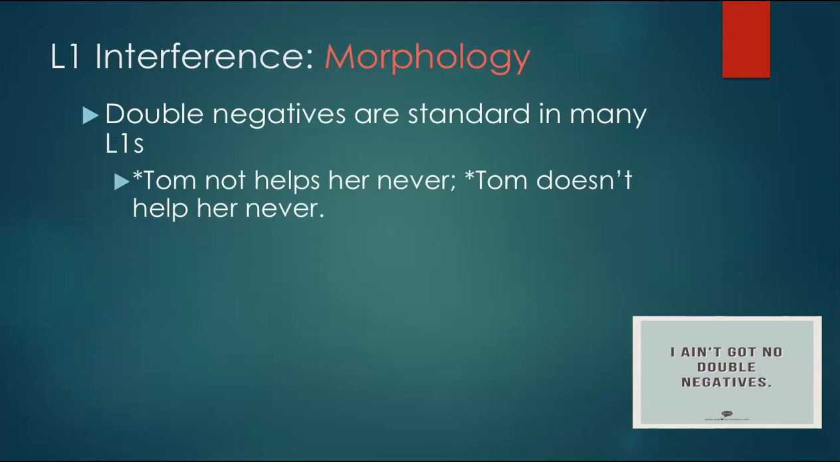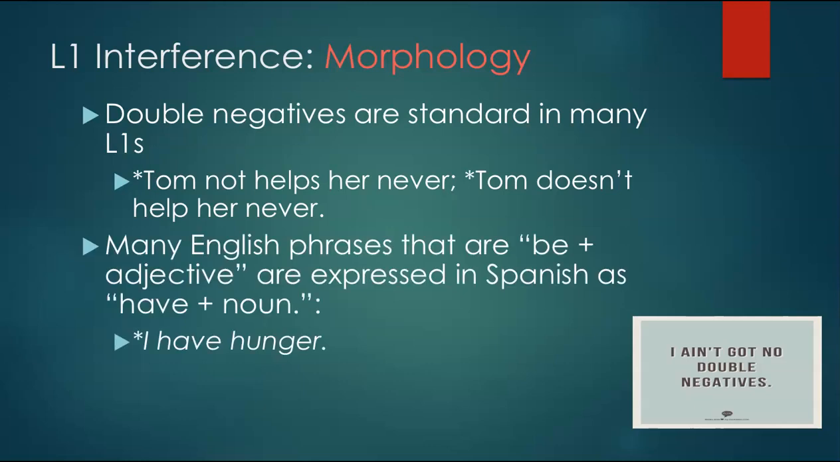Additionally, many first languages include double negatives. Those are standard in many first languages. So you'll often hear, Tom not helps her never, or Tom doesn't help her never. That would be a correct translation directly from a lot of first languages, but in standard American English, we typically don't use double negatives.